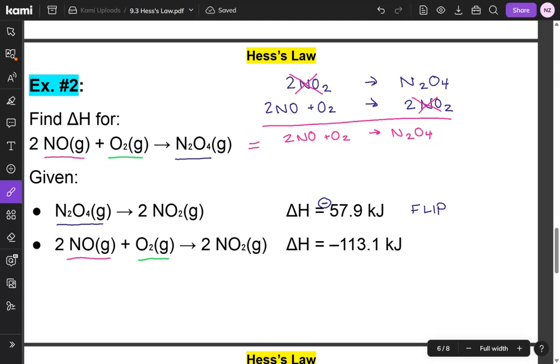And look at that. It matches our first reaction. So now we just need to add up our values, just like we did in the first. So if I add those up, I get a value of negative 171 kilojoules. Just like the first reaction, this will also be exothermic.